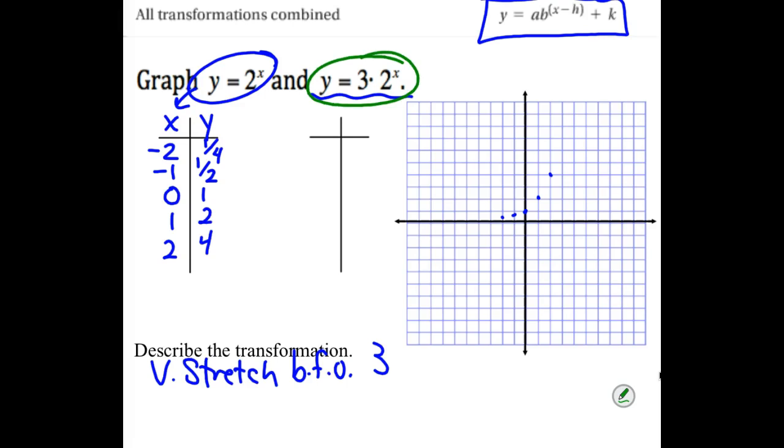If we go to do this, my x's do not change, but you said my y values, what happens to them? They get multiplied by 3. So instead of a 1/4, we're going to be at 3/4. Instead of a 1/2, we're going to be at 3/2. Instead of a 1, we're going to be at 3. 2 now becomes 6. 4 becomes 12. Our y coordinates are just getting multiplied by 3. So plotting those.